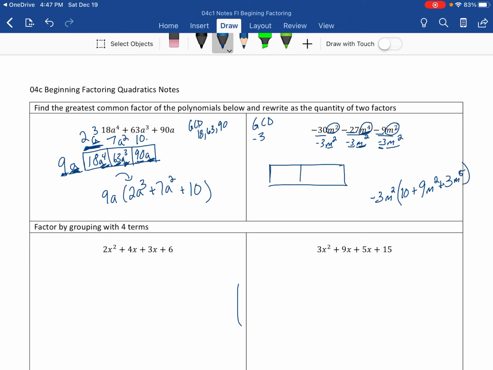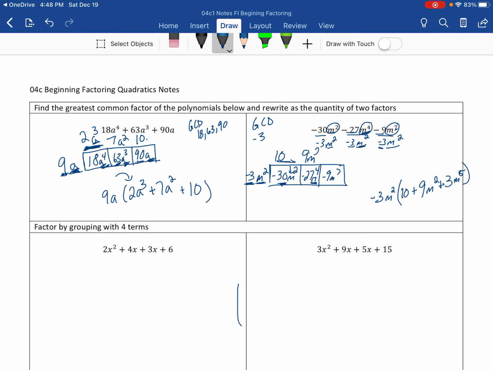Okay, but I'm just going to do this using the box method as well. So this is going to be negative 30M squared minus 27M to the fourth, negative 9M to the seventh. I know that the number they have in common is negative 3. I know the most number of M's they have in common is M squared. Negative 3 times positive 10 is negative 30. I have 2 M's here. When I multiply, I still have the 2 M's. That's fine.